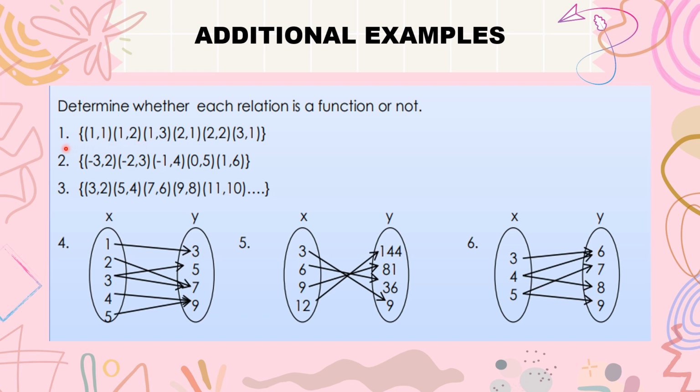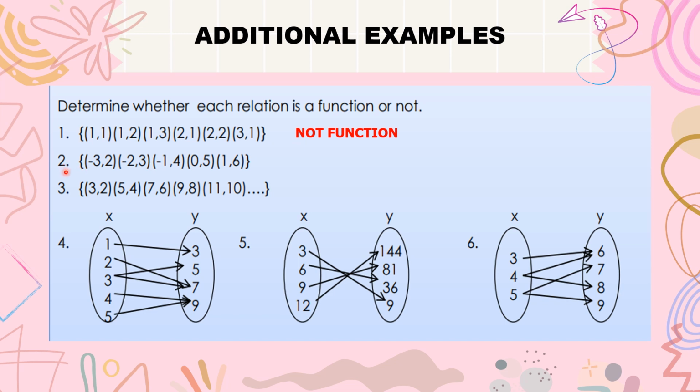So let's have number 1. Tignan natin yung mga domain. So dito 1 yung domain. Dito sa pangalawang set, 1, 1, 2, 2. So as you can see, tatlong beses na ulit yung ating domain na 1. And then, dalawang 2 rin na domain. So since may naulit na domain, it is no longer a function. So number 1, it is not a function.